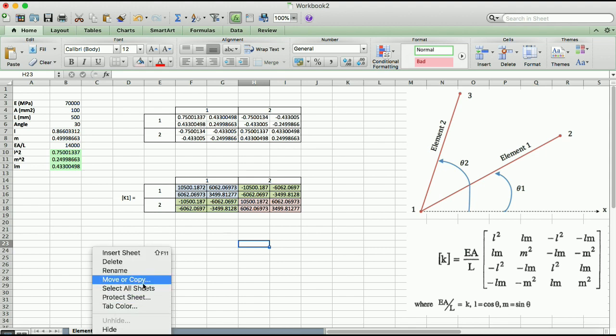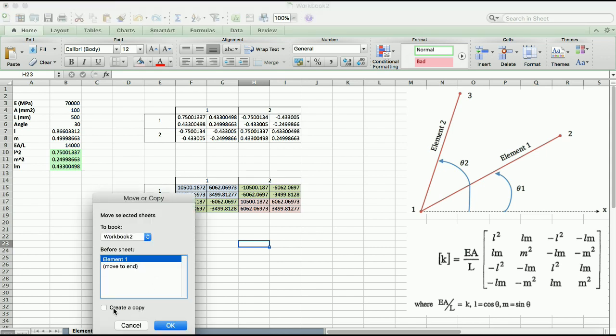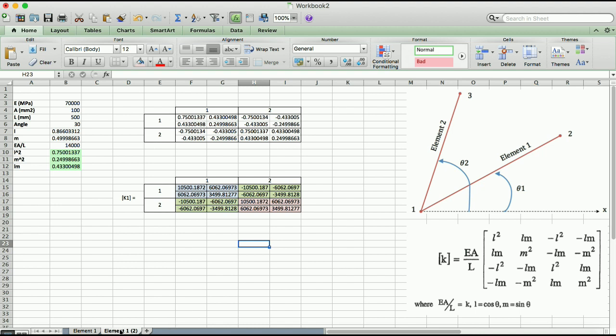I will copy this on the same page. I rename this to element 2. First of all, we call this element 2 as well. The formula and functionality wouldn't change, however these numbers may change.